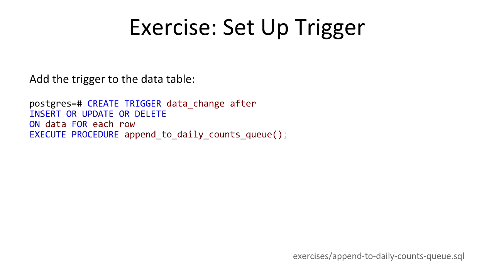As a final thing, we have to create the trigger again on the table, for each row, but this time after an insert or an update or a delete, because our trigger now handles all these. We execute the function again.